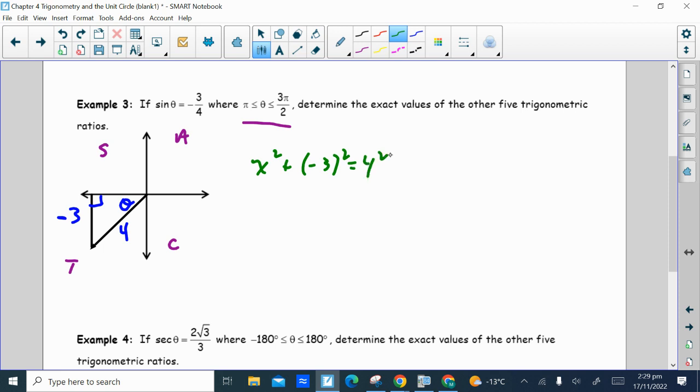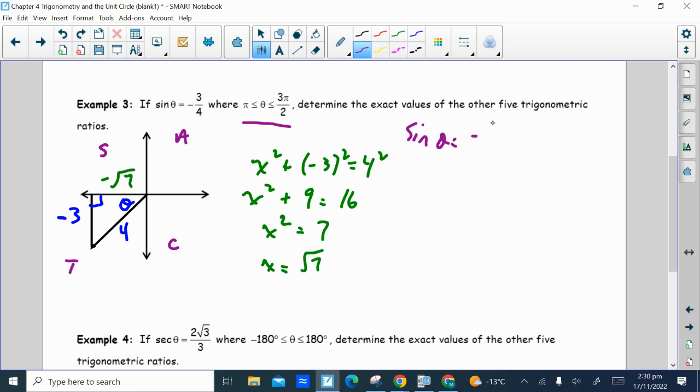Equals the radius 4 squared. So x squared plus 9 equals 16. When you subtract the 9 from both sides, x squared will equal 7, and then x will equal √7. But again, because it's going left from the origin, it has to be a negative √7. If you don't write that with a negative value, it will not satisfy the CAST rule when we write our other trig ratios. So again, we started with the fact that the sine of theta is -3/4.